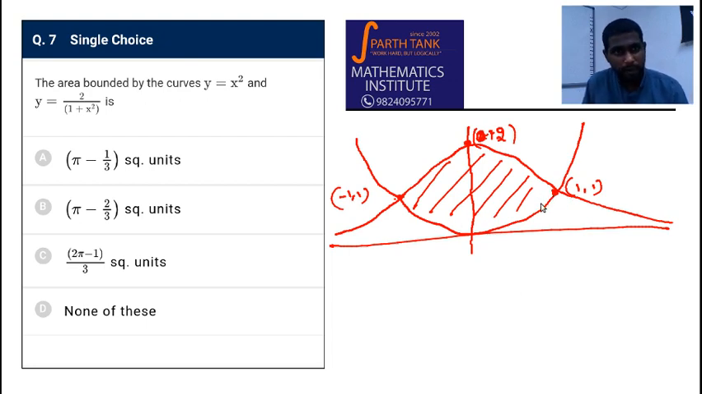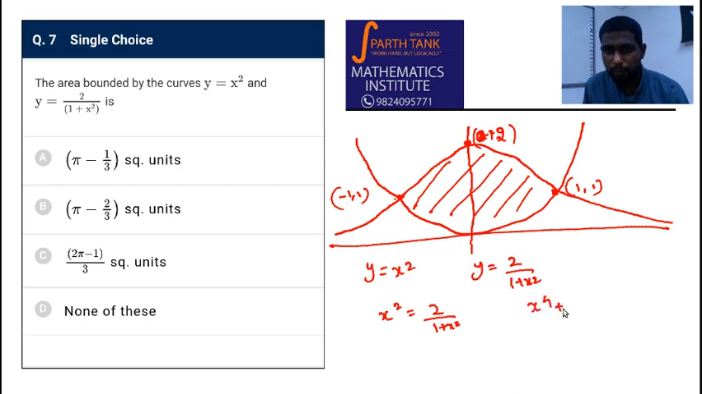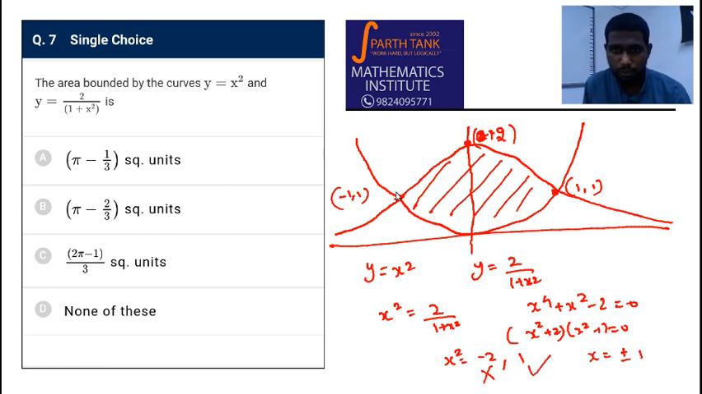However, the proper way of finding the points of intersection, just for the sake of completeness, is to equate the two curves. y is x squared and y is 2 by 1 plus x squared. Equate them both. x squared is 2 by 1 plus x squared, or x to the power 4 plus x squared minus 2 is 0, or (x squared plus 2)(x squared minus 1) is 0. You get x squared is minus 2 or 1. Now this is not allowed, so x will be plus or minus 1. Those are these two values, minus 1 and plus 1, and y would be 1 there.